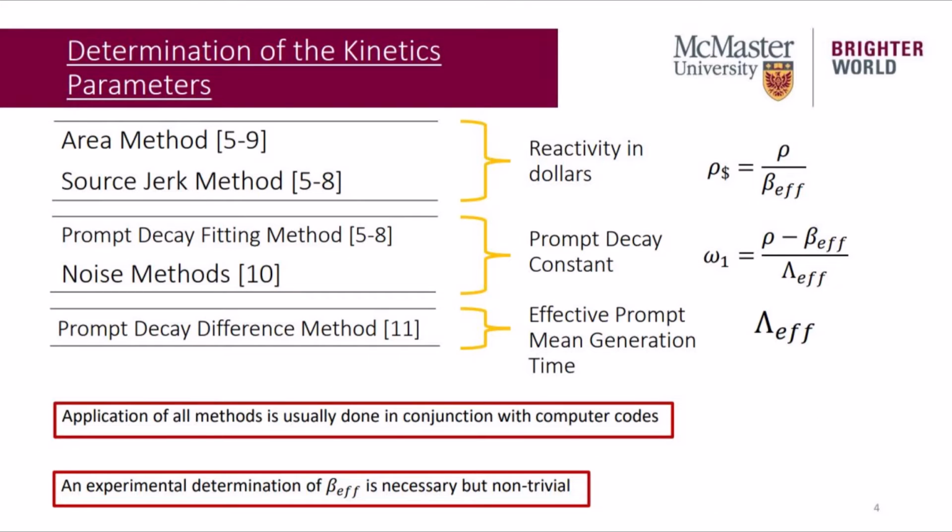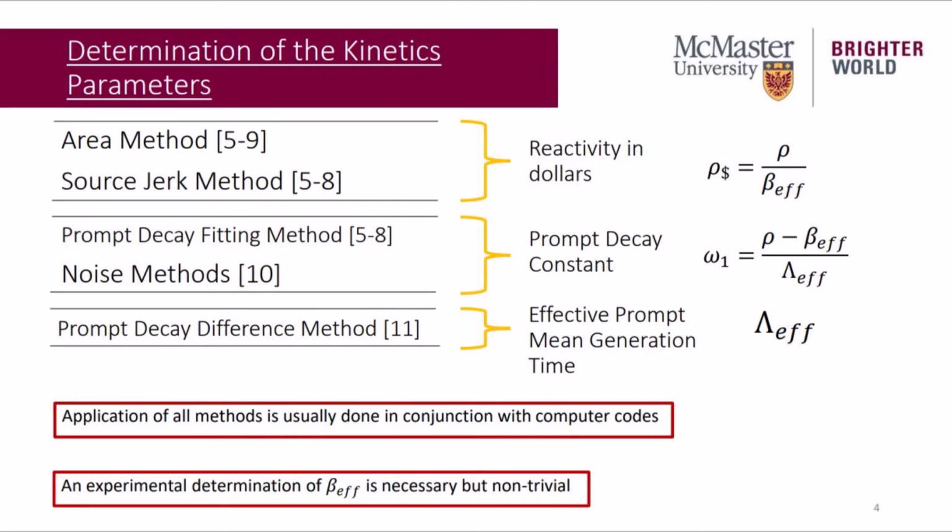Determination of the kinetics parameters in a subcritical assembly is non-trivial. Making the assumption that a calibrated rod cannot be used to determine the reactivity state of a subcritical core, reactivity determination is difficult. Only reactivity in dollars may be found directly, where a delayed neutron fraction is needed to determine reactivity. Reactivity can also be found in the form of the prompt decay constant, but this would require delayed neutron fraction and prompt mean generation time.